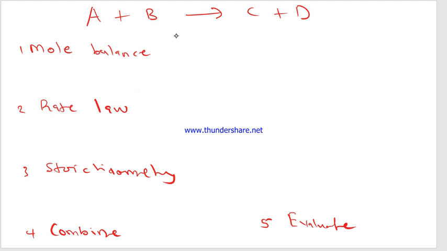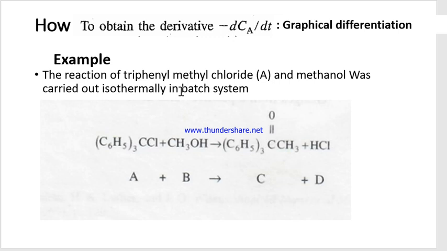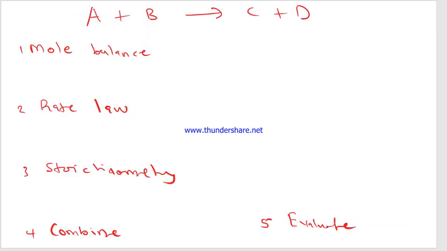So now, the mole balance. The reaction is in batch system. Therefore, we need to use the batch reactor design equation: 1 over V dNA/dt equals RA.